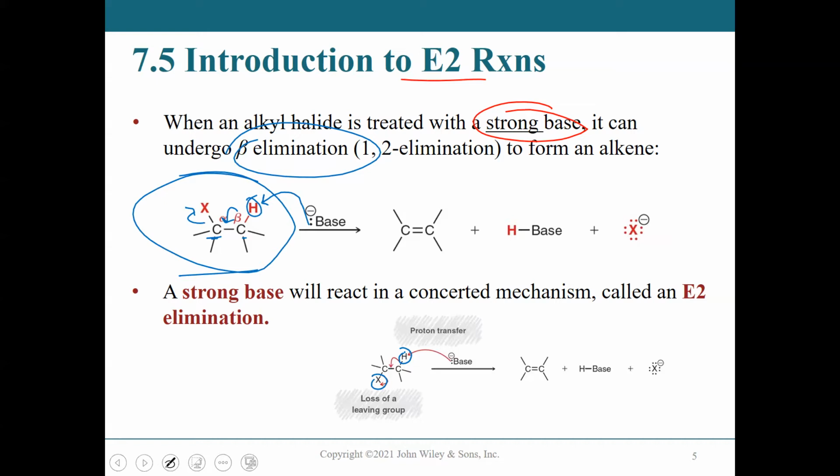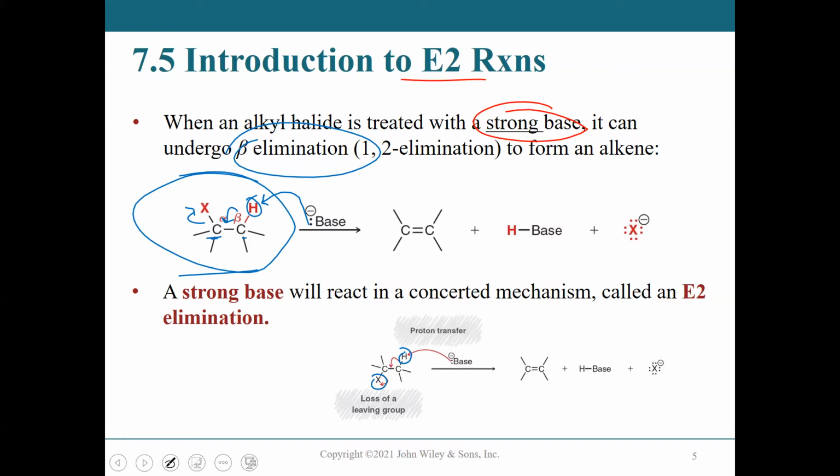Why was it a backside attack for SN2? If you recall, in an SN2 reaction, the nucleophile had to attack the substrate from the opposite side. Why? Because the nucleophile and the leaving group are electron rich. If they're electron rich, they cannot see each other. There will be a high electron repulsion because they are rich in electrons.